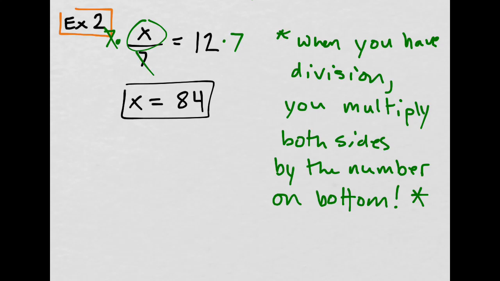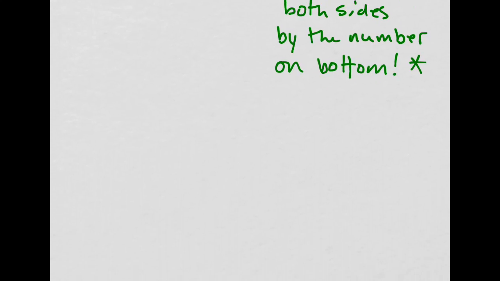So, when you have division, you multiply by the number on the bottom. There you go. And, yeah. Let's take a look at another. Of course, there's another example. What are you expecting, huh? Alright. Another example.